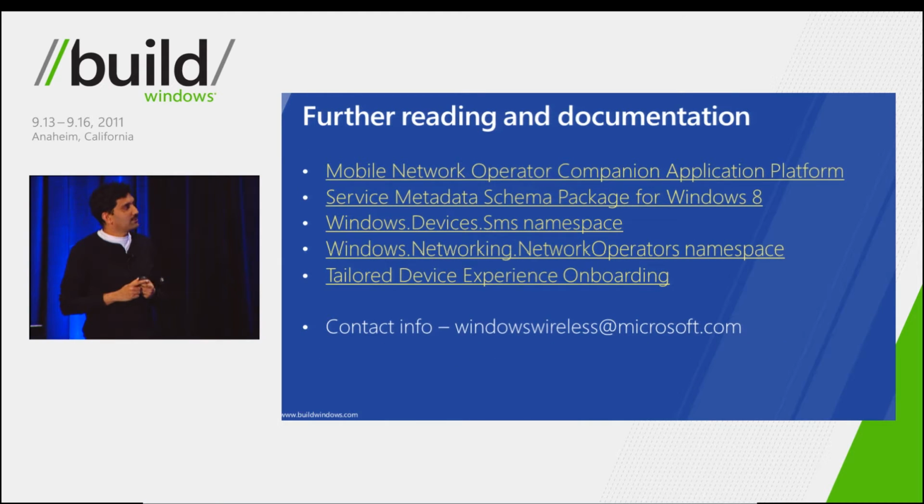And this is the list of the documentation that will be very helpful when you try to develop a mobile broadband application. This includes the API, how we can provide the operator experience metadata, and how we can onboard the operator. And if you have any questions while developing the app, you can contact windowswireless@microsoft.com.